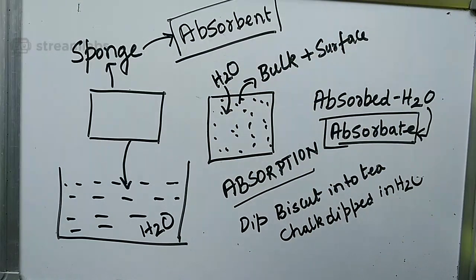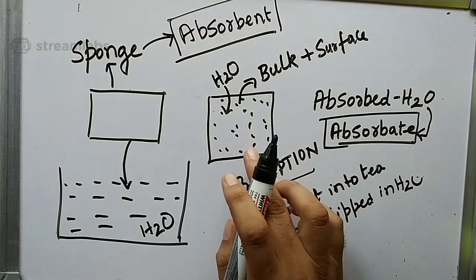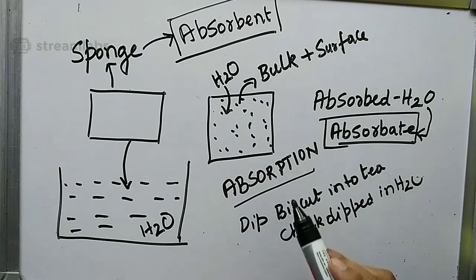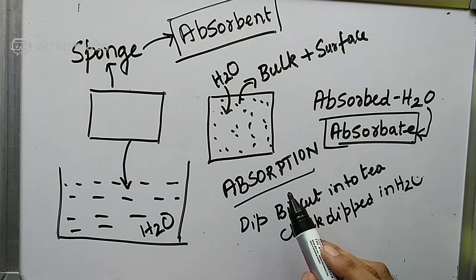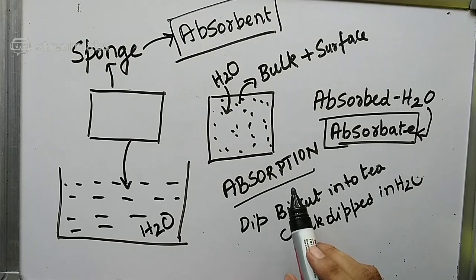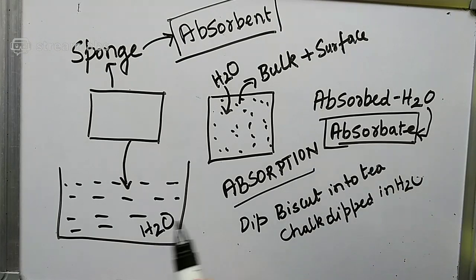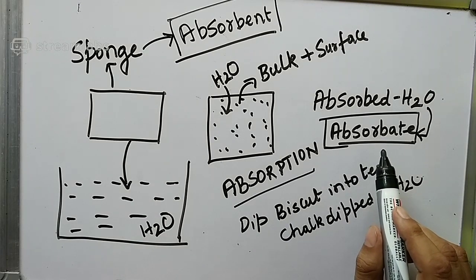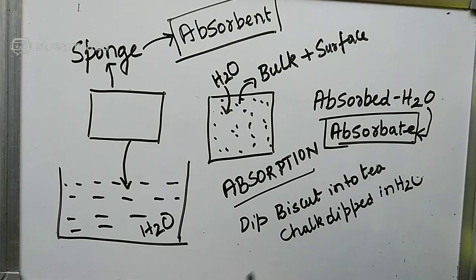So what we have studied: when a sponge is dipped into water, water penetrates into the bulk of the sponge and gets uniformly distributed, and we call this concept what? Absorption. The phenomenon in which one substance penetrates into the bulk of another substance and gets absorbed is called absorption. The substance which gets absorbed, here water, is called absorbate, and the sponge is called absorbent. Is it clear, students?